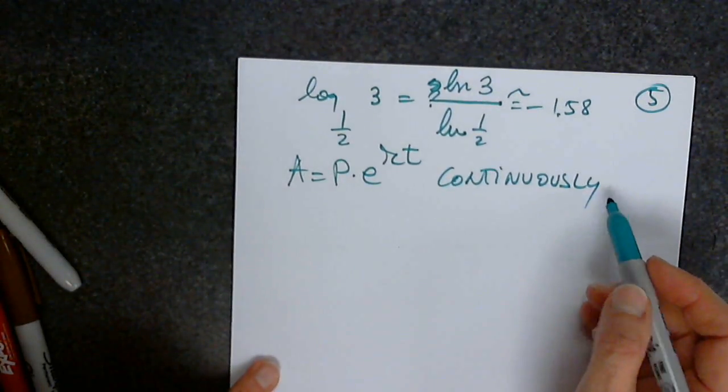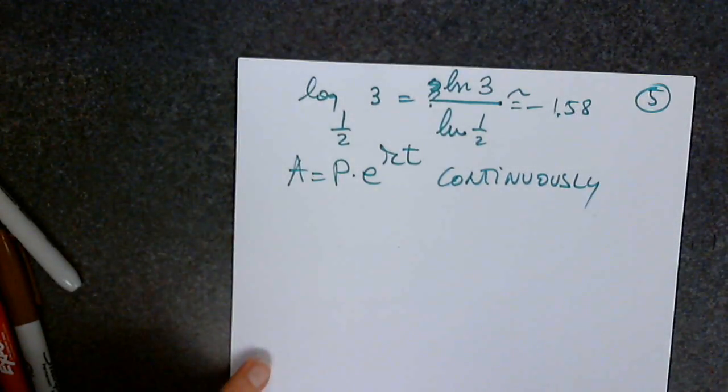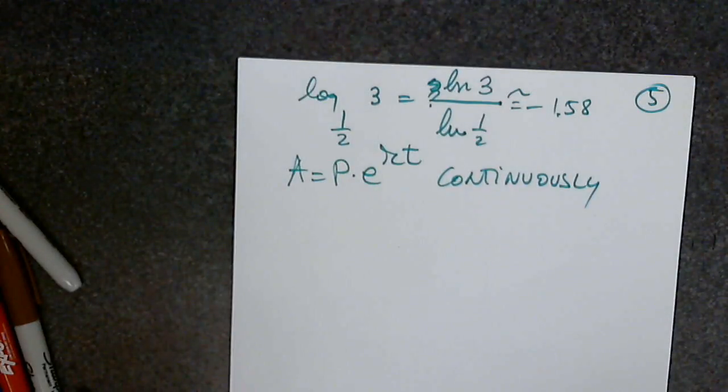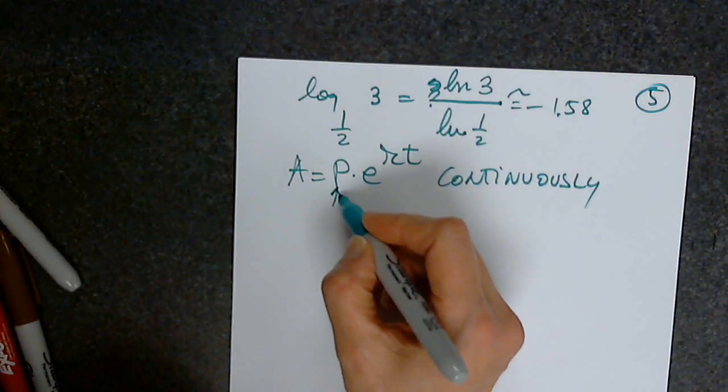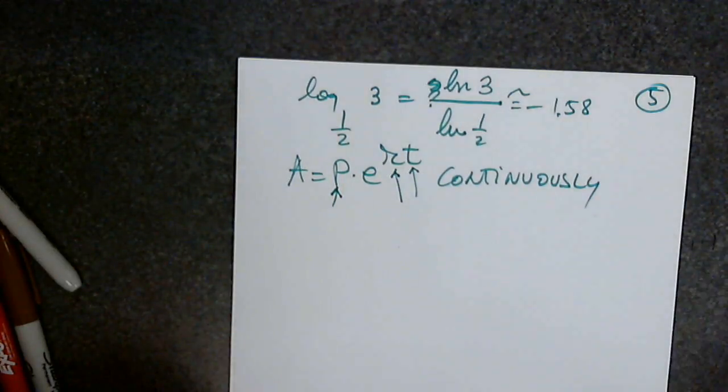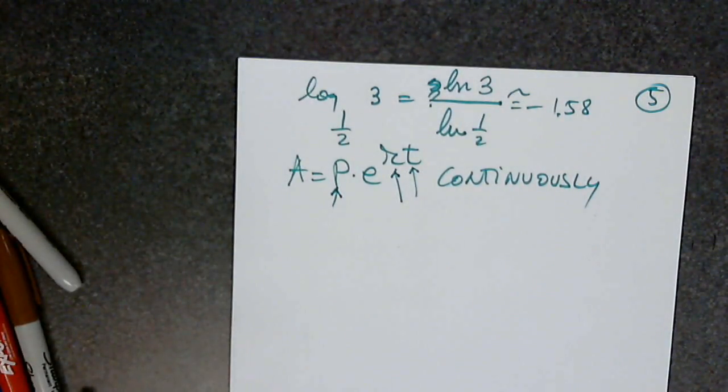So continuously means every second, okay? Everything is the same, just that there is no n. There is no number of times the interest is compounded per year because it's done continuously. So this is the principal. Of course, this is the rate, the annual interest rate, and this is the time in years. Same meaning.